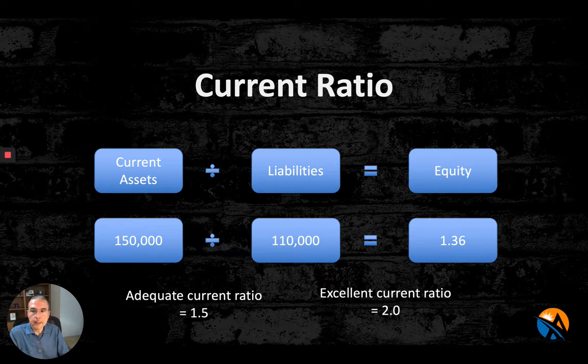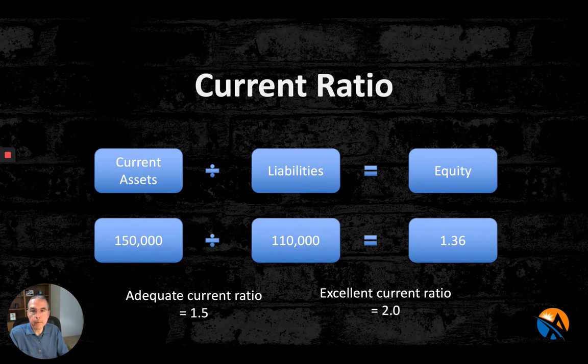So in the example I gave, 150,000 current assets divided by 110,000 liabilities, we had 1.36 as the current ratio. And really an adequate ratio would be 1.5 or higher. Really 2 is where you kind of want to be. And that's what you should look at when you look at the trends of your balance sheet. And that is what banks will look at. Now, it depends on your business, but in general, these are rules of thumb to use.